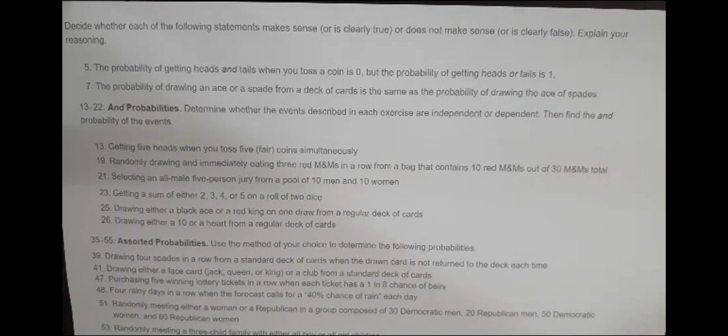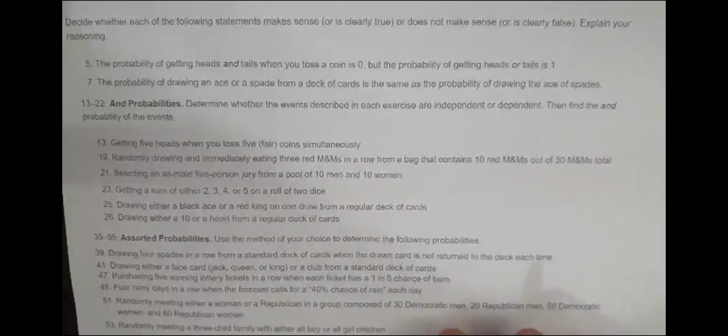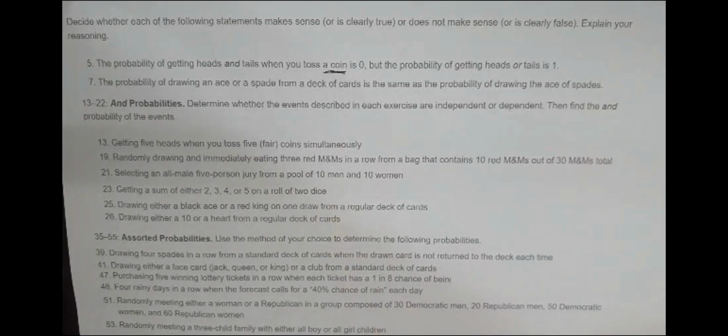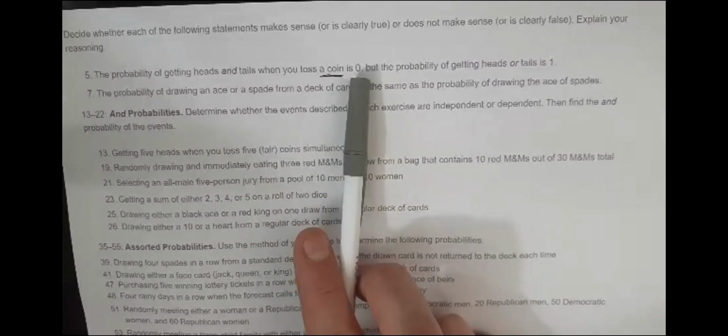So if they say the probability of getting heads and tails when you toss a coin is 0, is that true? Is it possible that you could get heads and tails if you toss a coin? No, you only get one of them. Okay, now I see what they say. This is a kind of weird phrase. They're saying you're tossing a single coin. Is it possible that you can get both heads and tails if you do a single toss? No, it's not possible, so that's like saying the probability of it is 0.